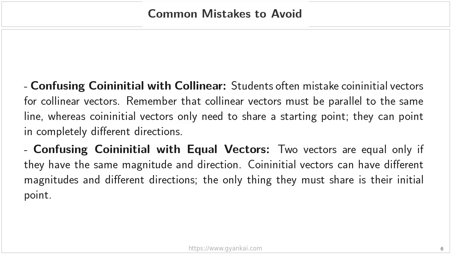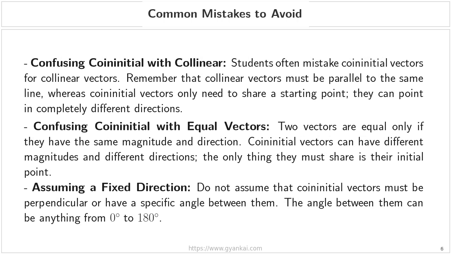Second, do not mistake coinitial vectors for equal vectors. As we touched on in our key takeaways, for two vectors to be considered equal, they must be identical in both magnitude and direction. In contrast, coinitial vectors can have completely different lengths and point toward entirely different parts of the coordinate system. The only thing they must have in common is that initial point, or the tail.